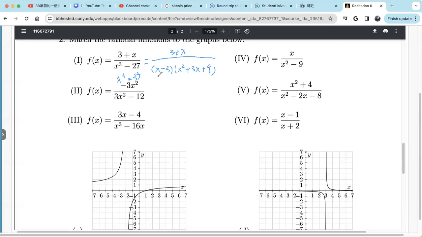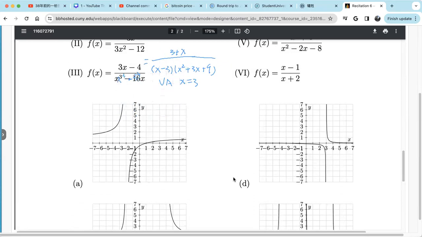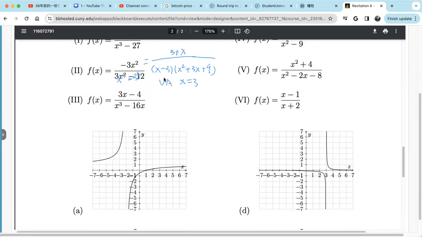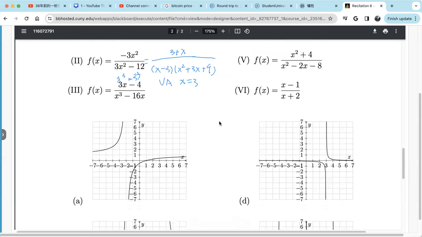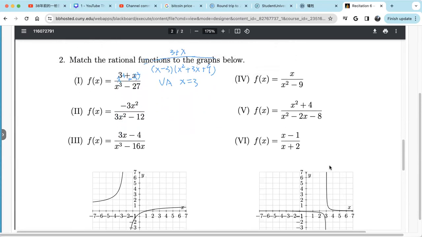So we're looking for the vertical asymptote at x equals 3. Well, let's observe which one has that. Because of x minus 3, at x equals 3, do we see it here? Right, we see D. So the first one is D.